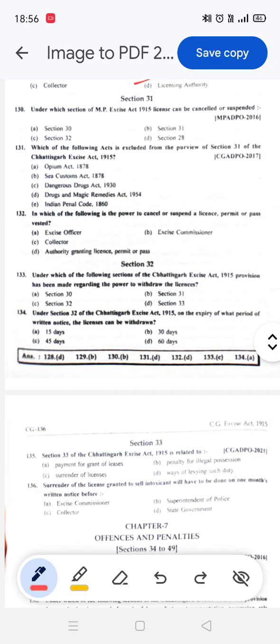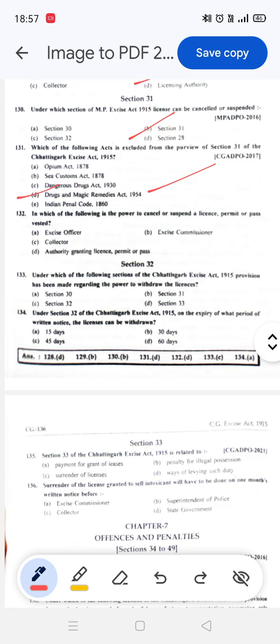Question number 130, under which section of the MP Excise Act 1950 can a license be cancelled or suspended? So here option B, section 31 is correct. Question number 131, which of the following acts is excluded from the purview of section 31 of the Chhattisgarh Excise Act 1915? So here the Drugs and Magic Remedies Act 1954 is not included, it is excluded, so it is the correct answer.